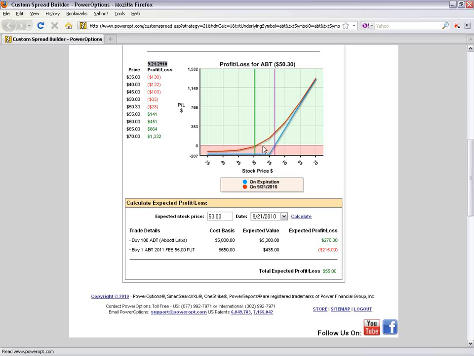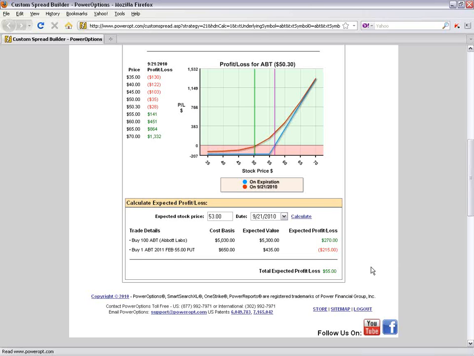The chart was redrawn for us, so the red line is now showing us what our expected profit and loss would be if the stock was trading at any price on September 21st. We see our break-even is probably now around $51, $52. And down below in that expected profit and loss field, we're showing that we'd have a gain on the stock of $27, an expected theoretical loss on the put of $215, so our total gain would be around $55 per share.